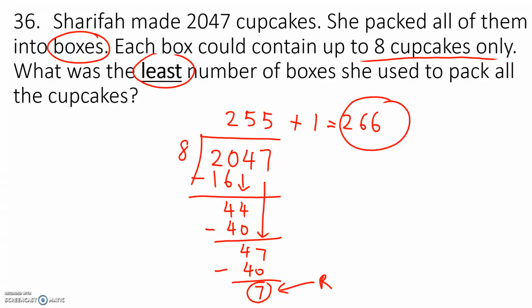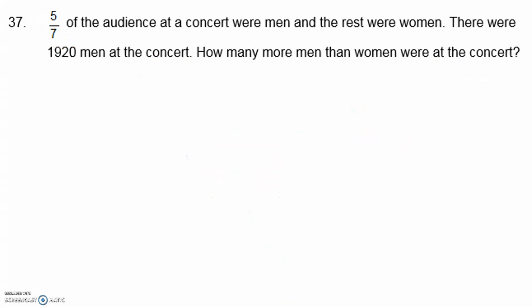256. 256 as the answer. Okay, so the one box is for the remainder. It may not keep up to 8, but you have a remainder of 7, you need to get one more box. Okay, now let's look at 37.